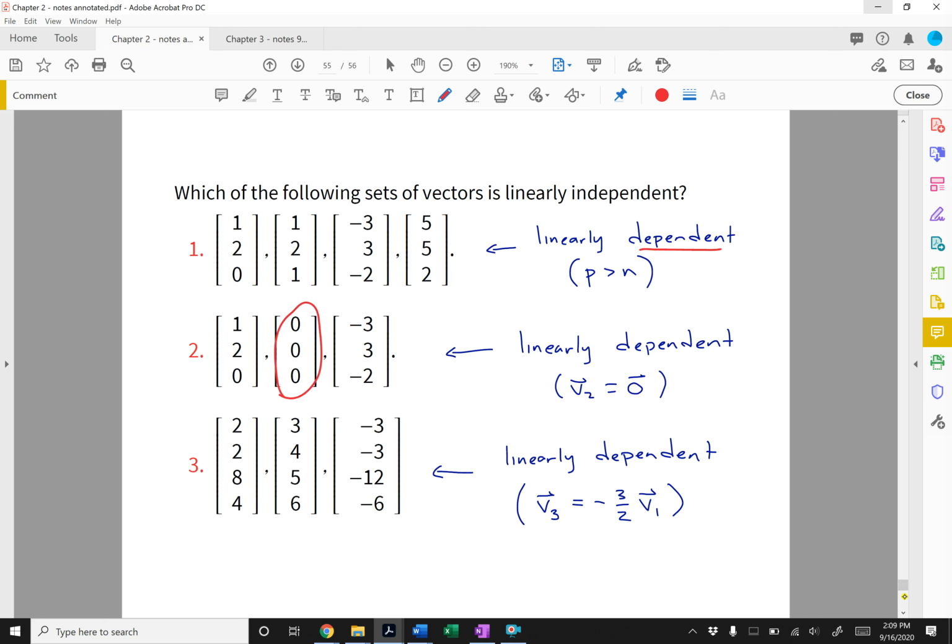Here we have the 0 vector, and so we could take combinations of these 3 and get the 0 vector out. I could have 0 times this, 1 times the 0 vector, and 0 times this one, and that would all equal 0, but not all the coefficients are 0. And here, if you look carefully, you can see that you could just multiply the first one by minus 3/2, and you would get the last one. So one is a scalar multiple of the other, so they're linearly dependent.